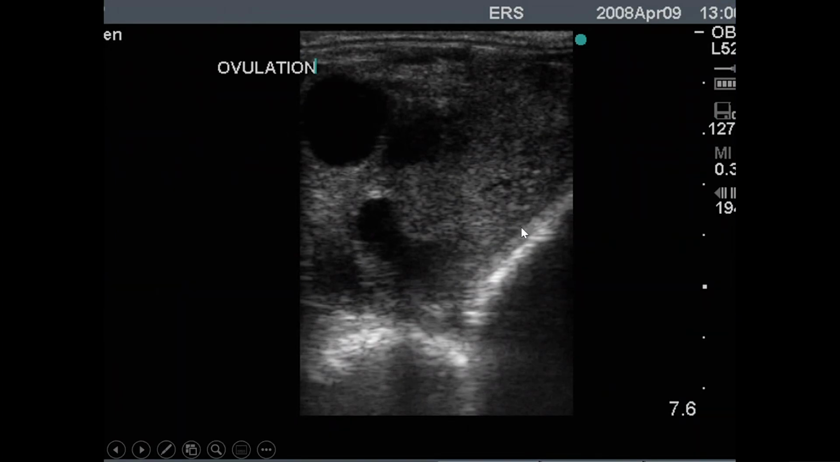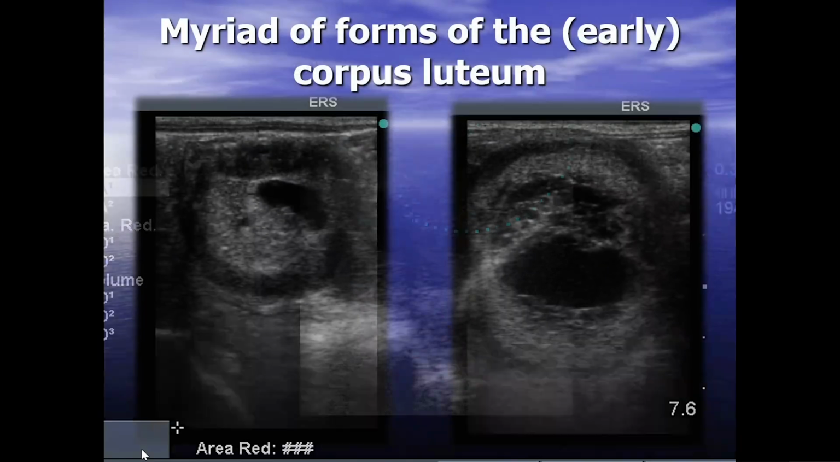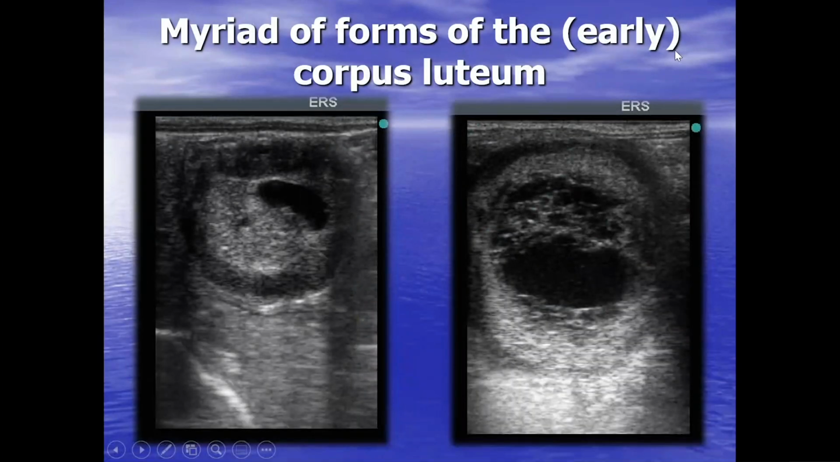Early CL, very recent ovulation, can be difficult to see. Bit indistinct. You know, I've outlined it there. Hasn't really had time to collapse and form. Many forms of the early CL, and that poses a challenge in identifying an abnormal ovulation, which we'll talk about. We'll have a separate webinar on hemorrhagic follicles. There are many forms of the early CL.